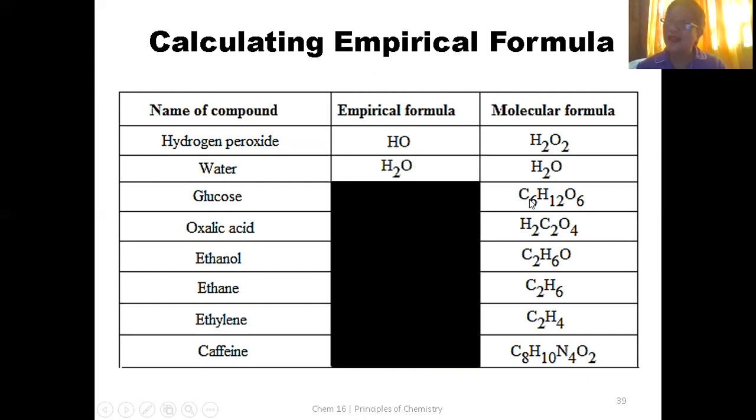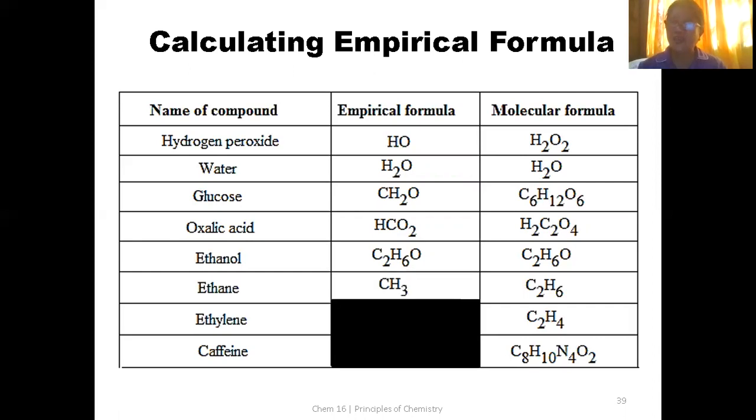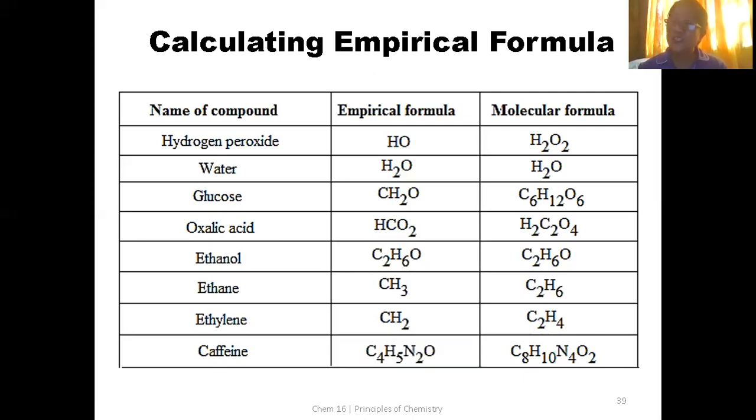For glucose, this is divisible by 6. So 6 divided by 6, 1; 12 divided by 6, 2; oxygen divided by 6, 1. Therefore, your empirical formula is CH2O. Oxalic acid is divisible by 2, therefore it is HCO2. For ethanol, this is not divisible, so it is still the same, C2H6O. Ethane is divisible by 2, therefore CH3. For ethylene, divisible by 2, that is CH2. For caffeine, divisible by 2, therefore C4H5N2O. So that is what is meant by empirical formula.